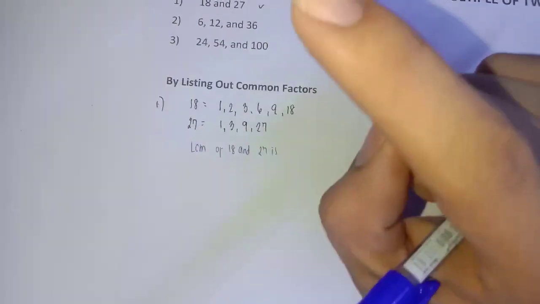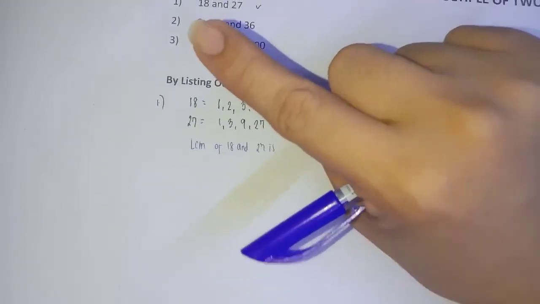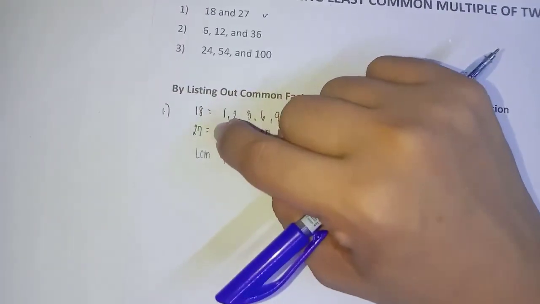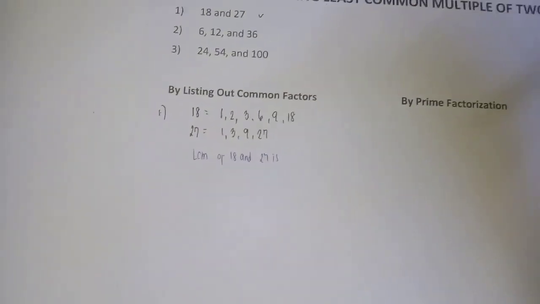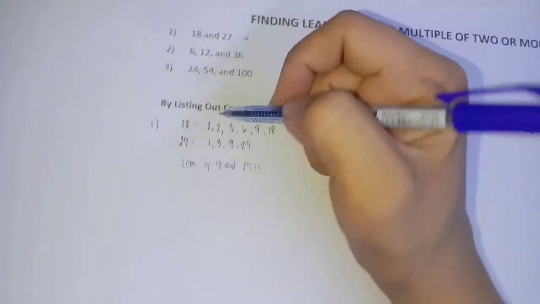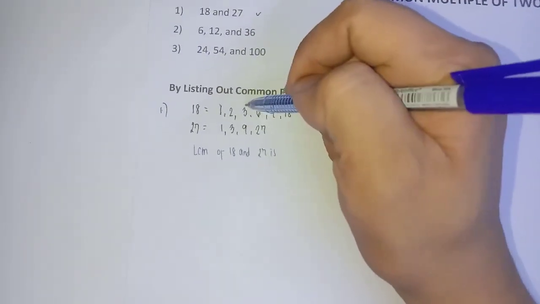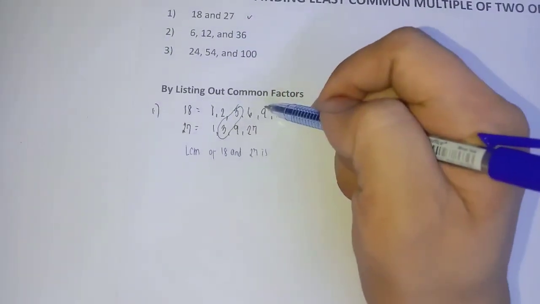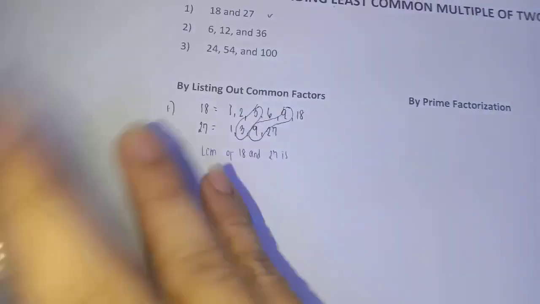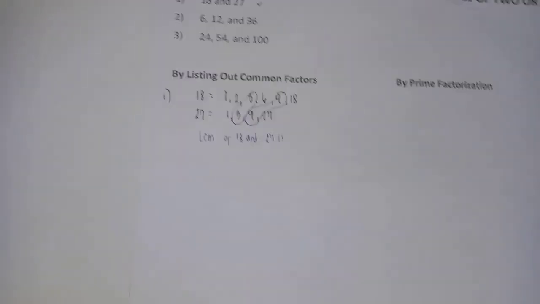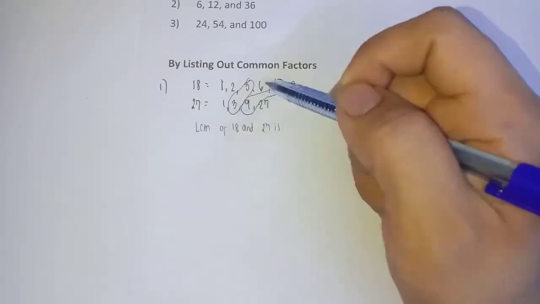So maghahanap tayo ng positive integer na pinakamaliit at the same time, it is divisible by your number 18 and number 27. That is, pwede siyang i-divide by such positive integer without getting any remainder. Here we will ignore 1. Alam natin that the common factors of 18 and 27 are 9 and 3, and also 1, but we will ignore 1 kasi lahat naman ng numbers are divisible by 1. So we will take 3 and 9.